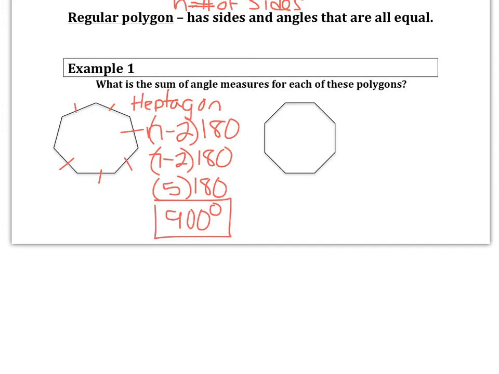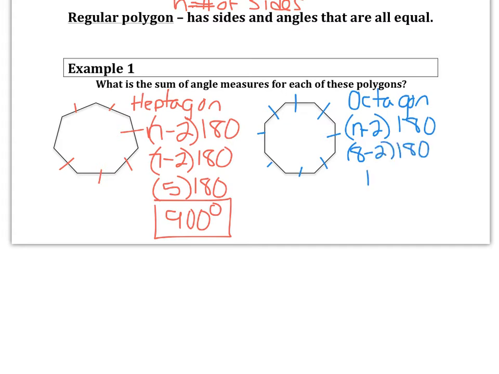I can do the same thing for my next figure over here, but first I need to figure out what it is. So when I count the sides, 1, 2, 3, 4, 5, 6, 7, 8 sides, that makes this an octagon. So when I use my formula, again, n minus 2 times 180, I would substitute in 8 for the number of sides. I would subtract to get 6. And then when I do 6 times 180, I will get my angle sum, which is 1,080 degrees.